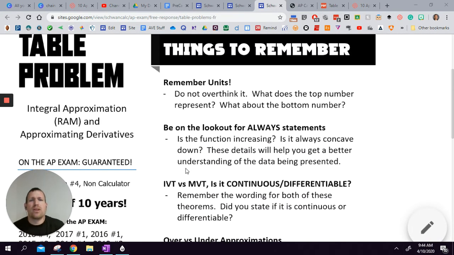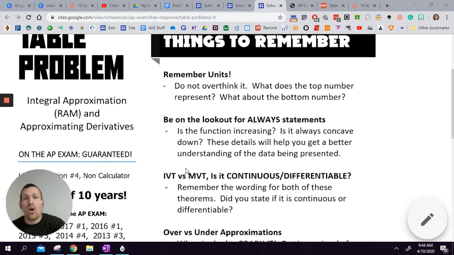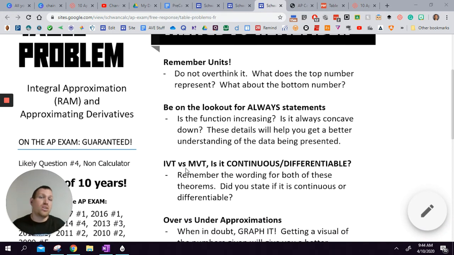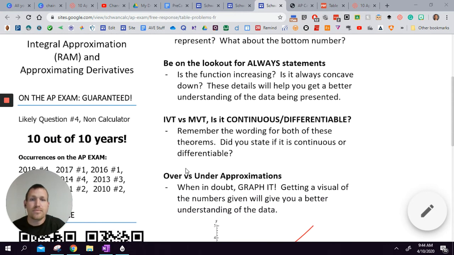Some things to remember here. Don't forget your units. Okay, don't overthink it. What are your labels? What's on top? What's on bottom? If you put that together, you should be pretty good at that. Be on the lookout for always statements. Is this function always increasing? Is it always concave down? That's going to give you a better understanding of what's happening. It'll help you to understand what the graph looks like, and definitely when you're trying to justify why it's true.